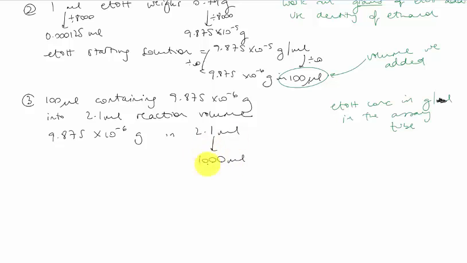So there'll be about 500 times more grams in a litre, in fact 476.2 times bigger volume, so there'll be 476.2 times more grams as well. So that would give us 0.0047 grams per litre in the cuvette.